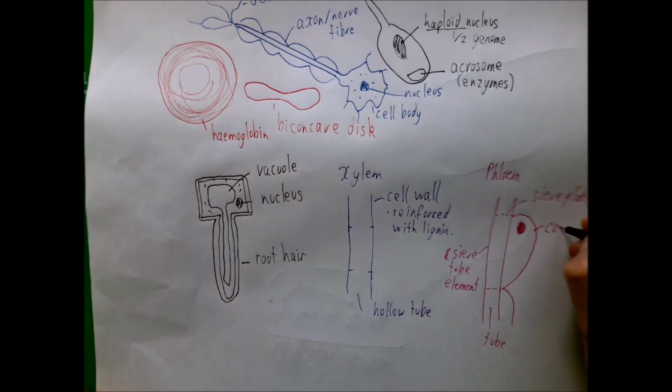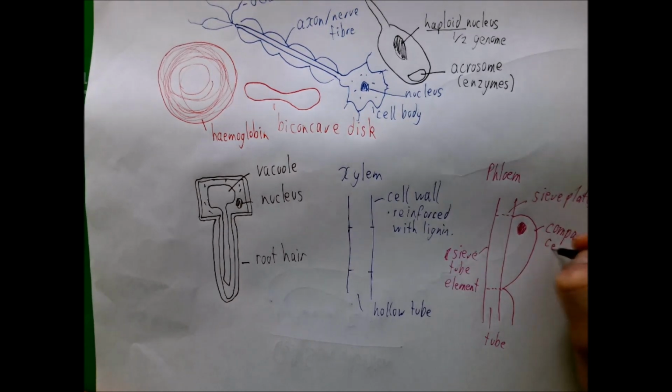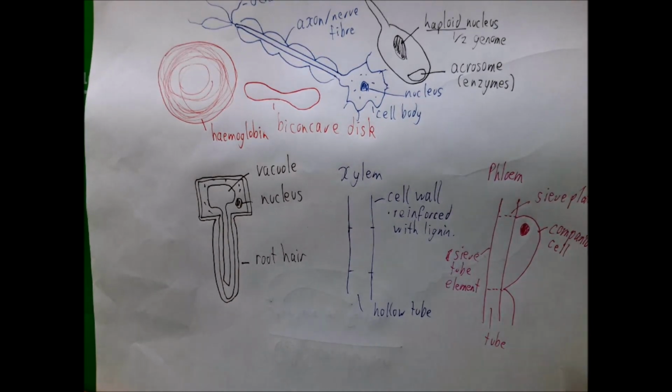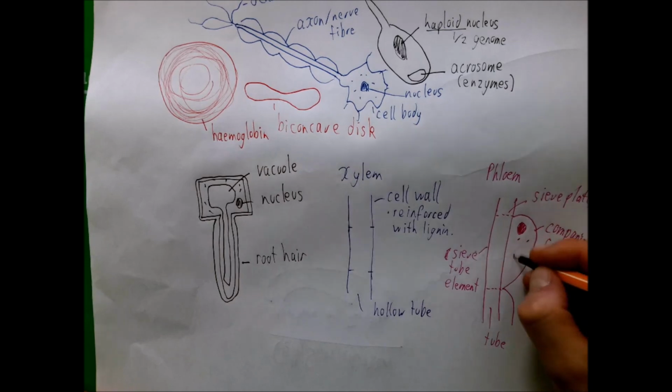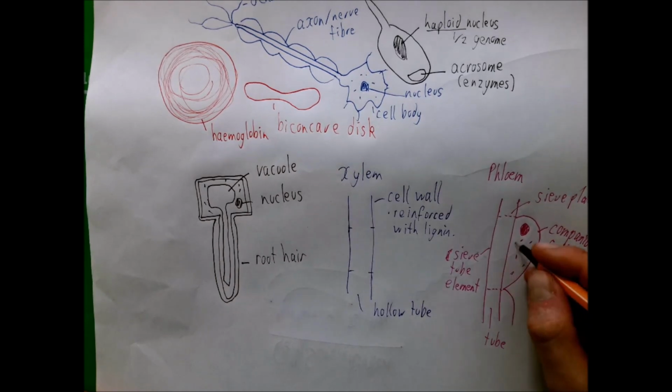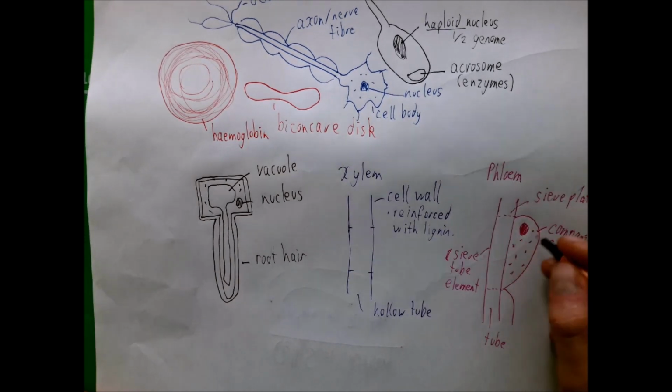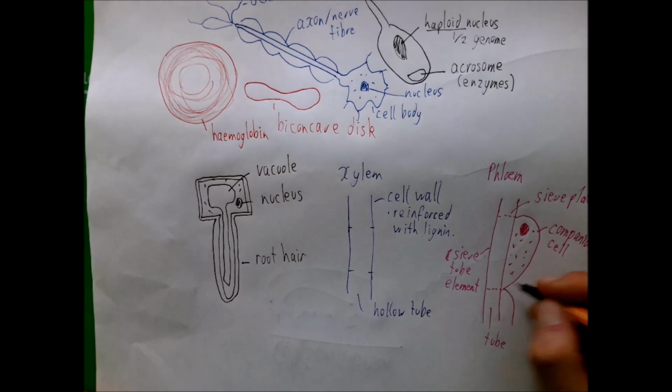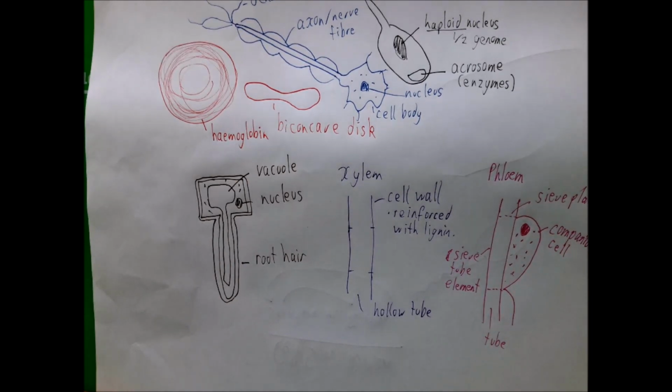So next to the sieve tube element you have a companion cell, and the companion cell is going to contain extra cell organelles, extra mitochondria, extra ribosomes, and the function is to carry out respiration, to make proteins, and basically to keep its sieve tube element cell alive. So it's like a life support system for the other cells within the phloem.